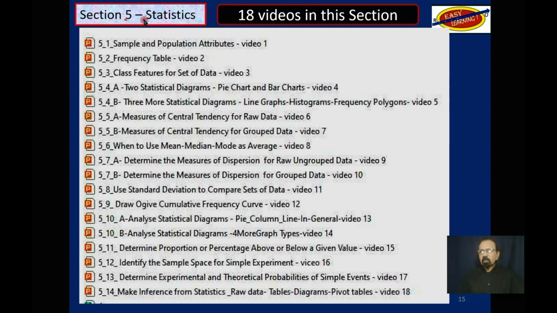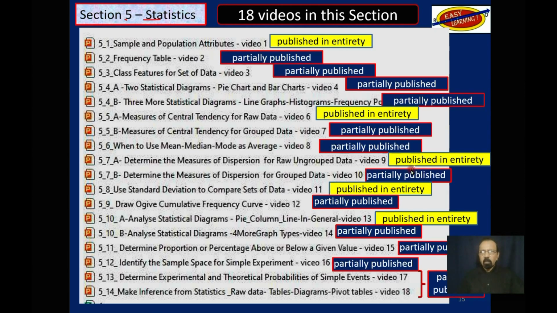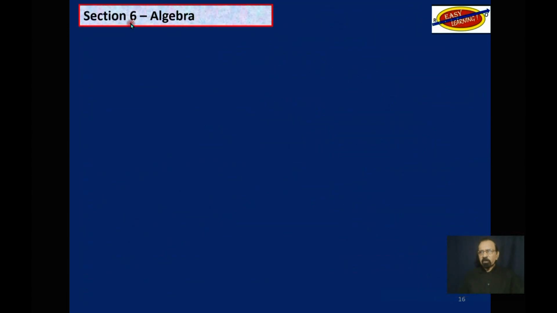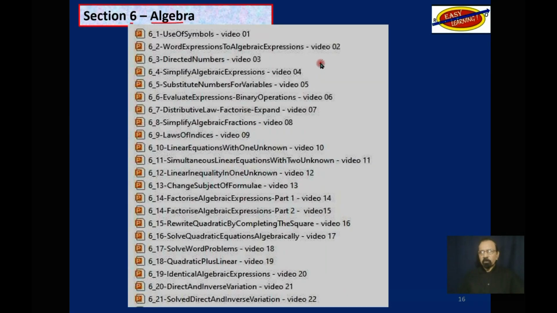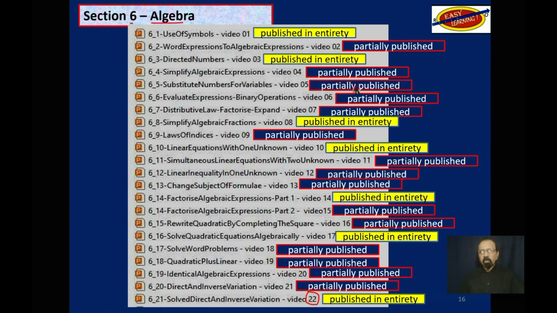Section 5, Statistics. Again, same principle. Some of these have been published on YouTube in their entirety, and the others partially. Same principle applies here. Section 6, Algebra, which many students find difficult. 7 of these videos have been published on YouTube in their entirety. That's 7 out of 22. The others partially, but even those that are published partially, at least part of the objective has been covered.